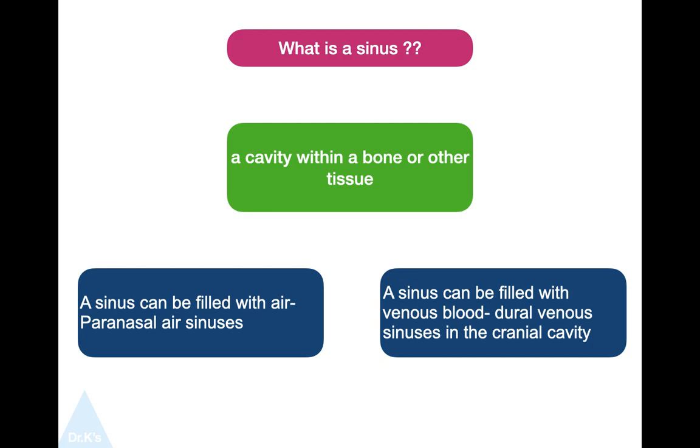Whenever we read any new terminology or any new anatomical structure, it is better to learn the meaning of the basics of the terminologies. What is a sinus? A sinus is a cavity within a bone or any other tissue in our body. A sinus can be filled with air. We call them air sinuses. A sinus can be filled with venous blood, like how we see the dural venous sinuses in the cranial cavity.